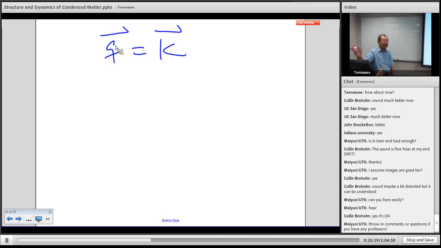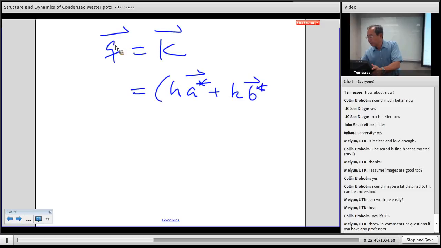And this is equivalent to 2 pi over d, and 2d sine theta is equal to n lambda. Equivalent to that. So k is usually written as h a star, k b star, l c star. And so the index h k l gives you the position in the k space where the crystal peaks are. Right? You know that.